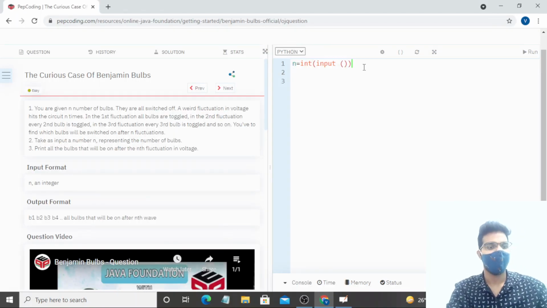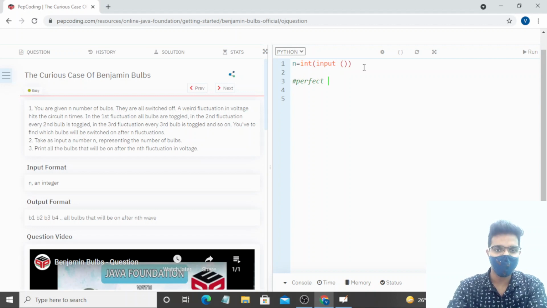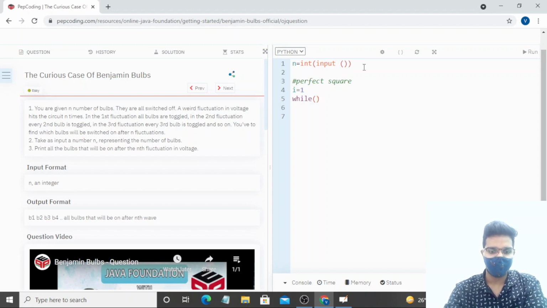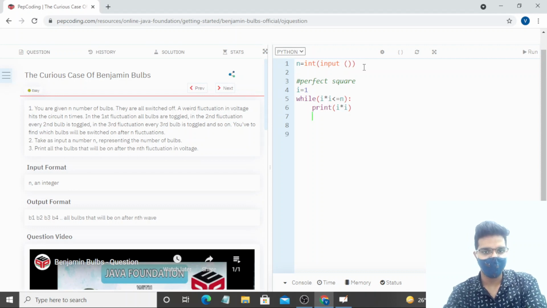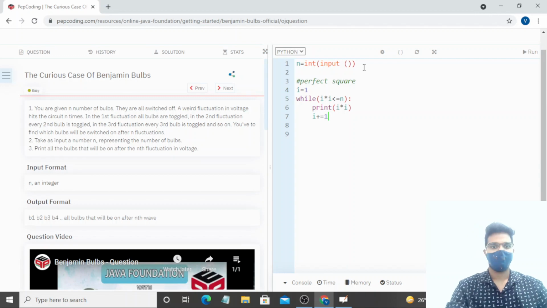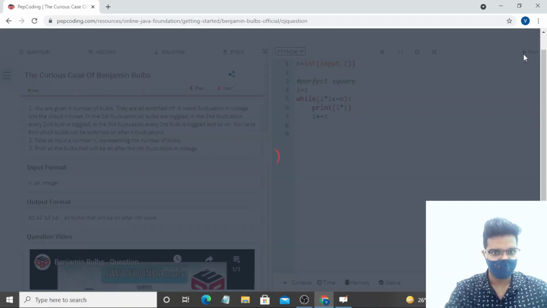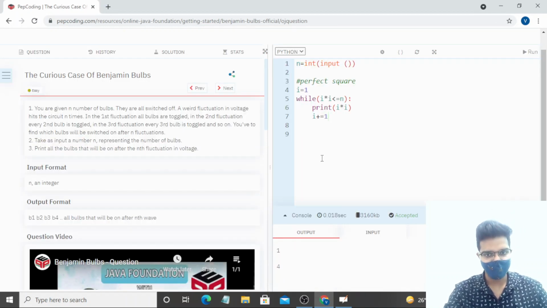So this question seemed hard at the start, but this question is very easy because at the end what we have to calculate is perfect squares. How can we calculate perfect squares? I will initialize i with 1, and I have to calculate all the perfect squares that are less than or equal to a number n. We will simply print the perfect square i into i and increase the value of i. Okay, so this was it for our code. Let's run it. Accepted. Now let's submit it.